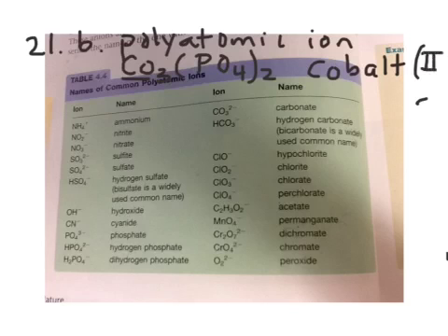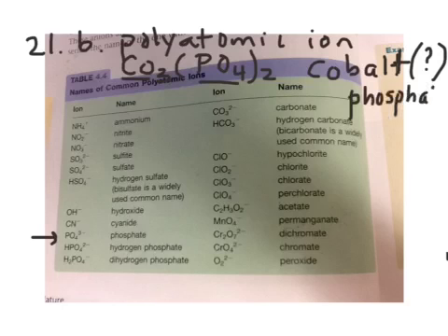Cobalt, and then what this is you've got to look up in the polyatomic ion list here. So here it is. So it's going to be cobalt something phosphate. Okay, but we've got to backtrack and figure out what is the charge. There's been some foreshadowing. What is the charge on cobalt?